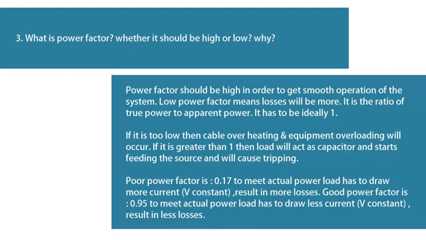If it is greater than 1, then load will act as a capacitor and start feeding the source and will cause tripping. Poor power factor is 0.17. To meet actual power, load has to draw more current, which results in more losses. Good power factor is 0.95. To meet actual power, load has to draw less current, which results in less losses.